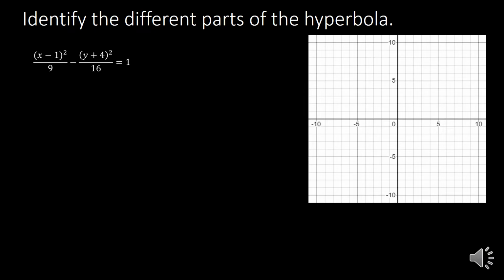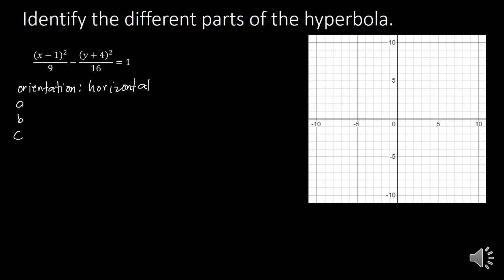Since that is a positive expression, automatically we identify the orientation of our hyperbola as horizontal. Again, the orientation of the hyperbola is based on whichever variable has the positive expression. Since we already know the orientation is horizontal, we will first identify our a, our b, and our c, so that we can identify the rest of the parts of the hyperbola.